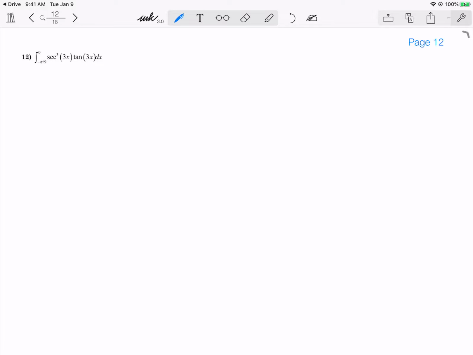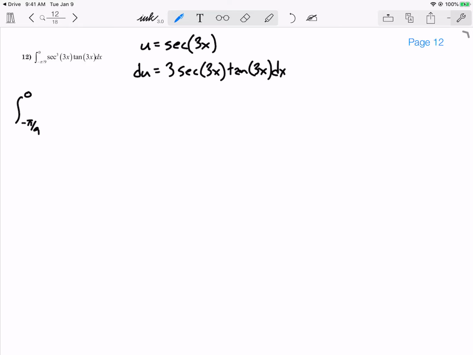Well, if u is secant squared, the derivative of that is 2 times secant tangent. That could be interesting. But I'm going to just try a basic sub. I'm going to see if just a standard secant works. So secant, but I've got to keep my input to that trig function as 3x as it appears in the problem. So if I do that, don't forget chain rule, you'll get a 3 out front. So I get 3 secant of 3x, tangent of 3x, dx. And I have to ask myself, do I have everything there? Well, let me rewrite. So if I rewrite the original, it's negative pi over 9 for my lower limit, 0 for my upper limit.